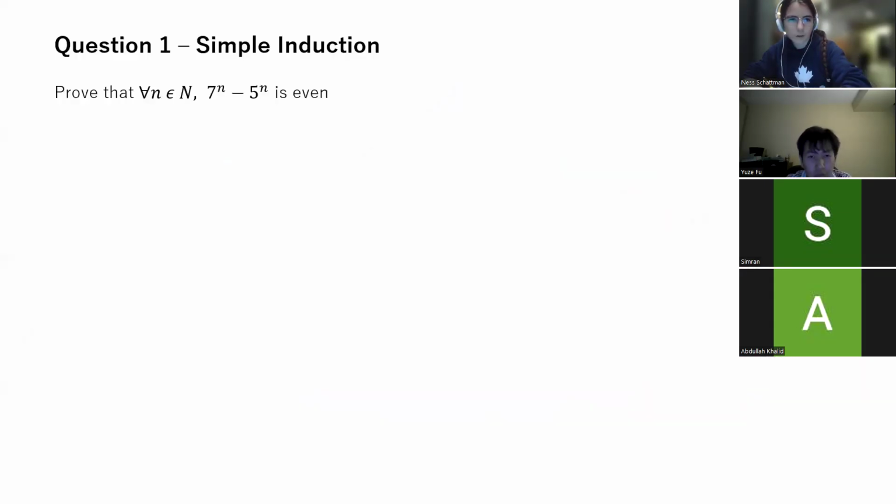So our first question is a simple induction question. How this is going to work is we're going to give you all about 15 minutes to work on it, and then we're going to reconvene. So in this case, we're going to be proving that for all natural numbers n, 7 to the n minus 5 to the n is an even number.